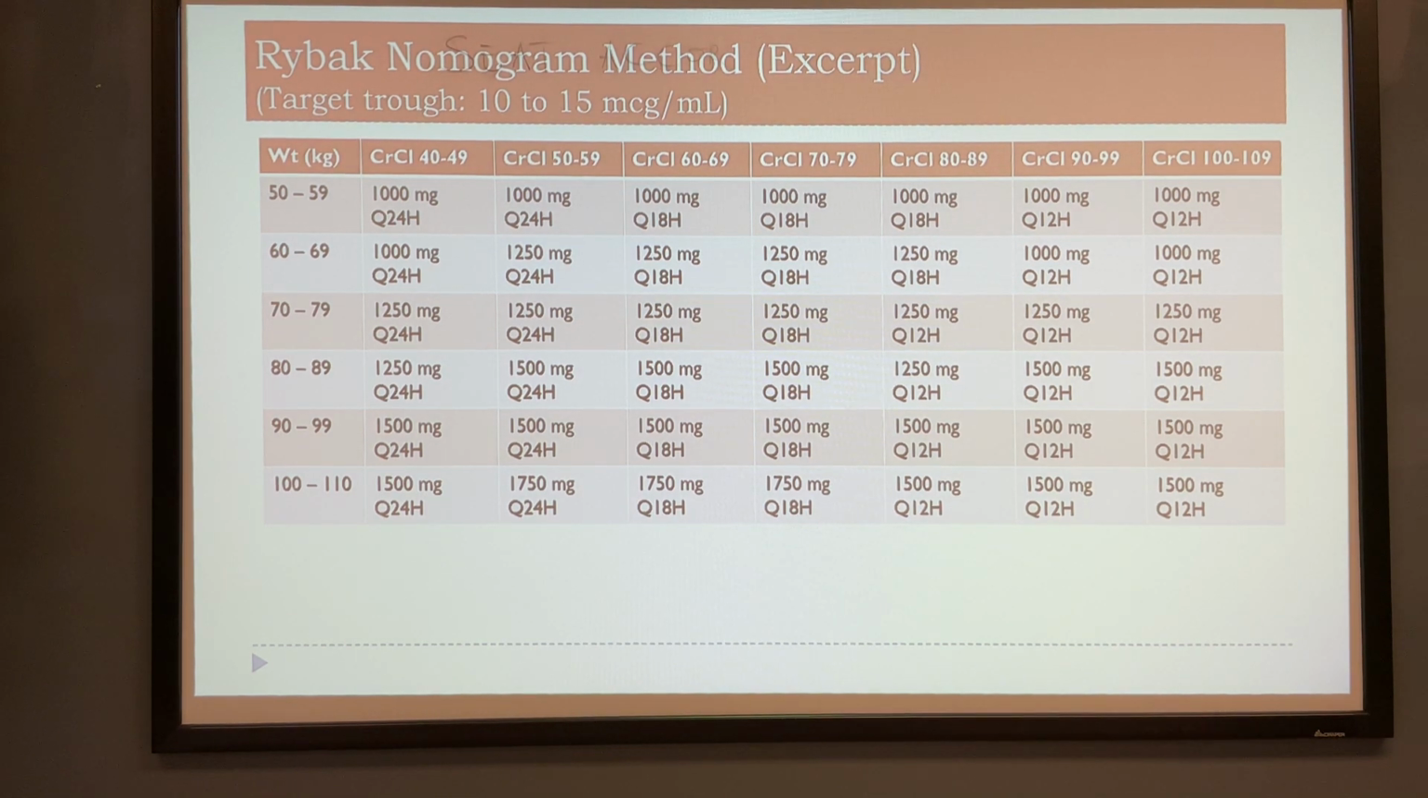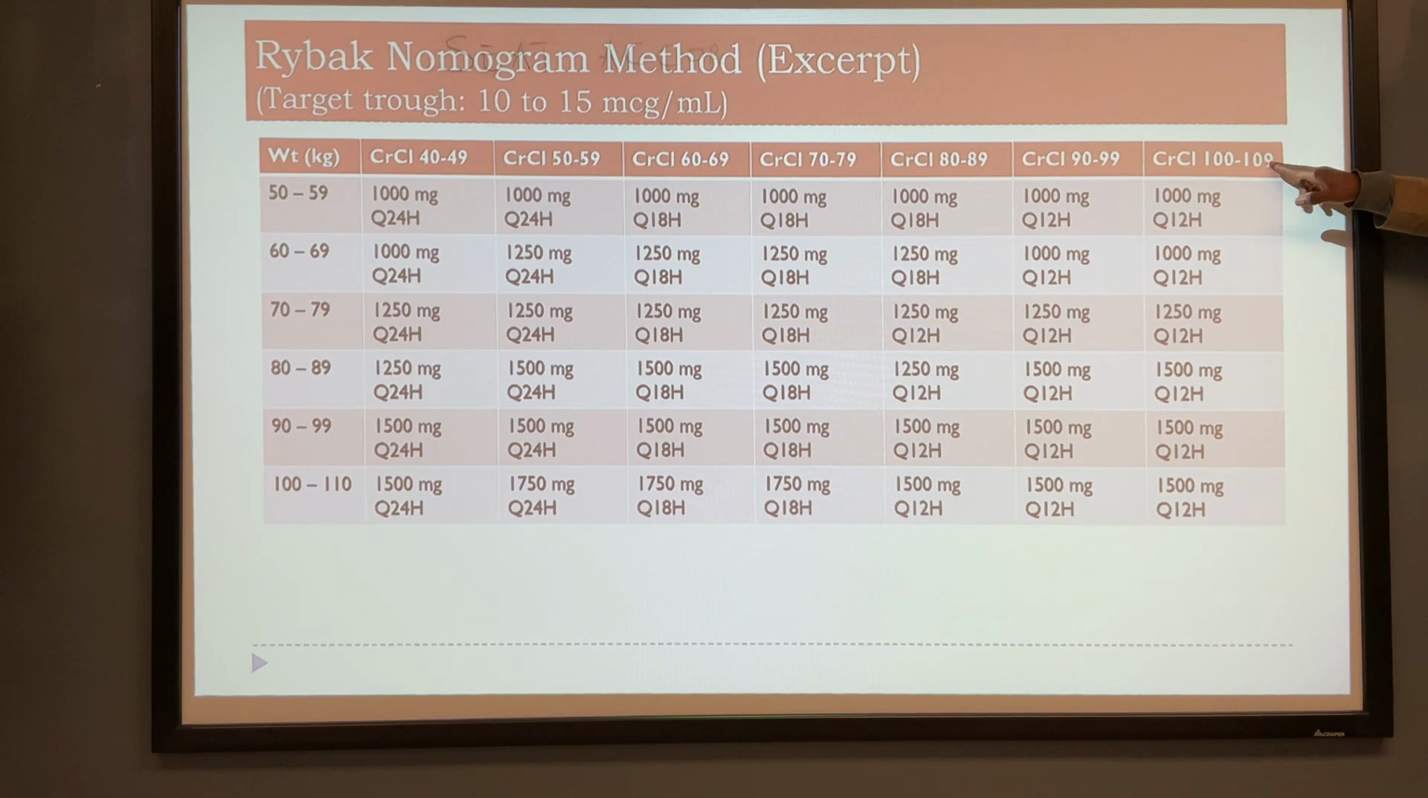This came out in the 90s. Both of these nomograms came out in the 90s, and this is what we've been using for a long time. But one of the things that I want to show you, and this is a good time to talk about this, is they only went up to 109 kilograms. Do we have patients greater than that? So we don't know what to do.